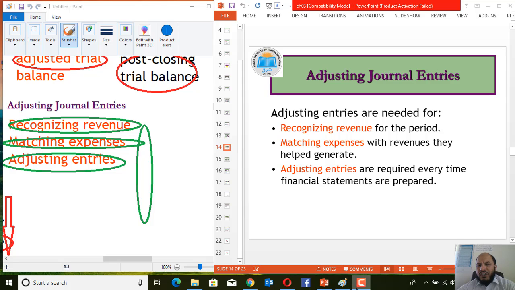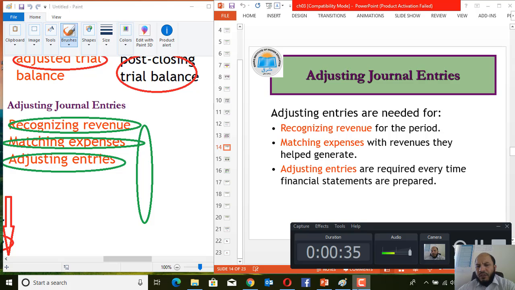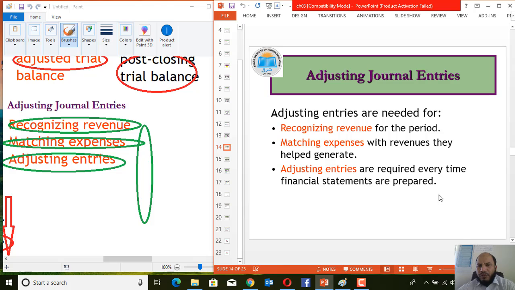So what are adjusting entries and how can we use them? What is the purpose for which we use adjusting entries? Dear students, remember that in our earlier video we explained that we may use adjusting entries for three purposes. The first purpose is to recognize revenue. Recognition of revenue means checking whether this revenue was generated in the same period.